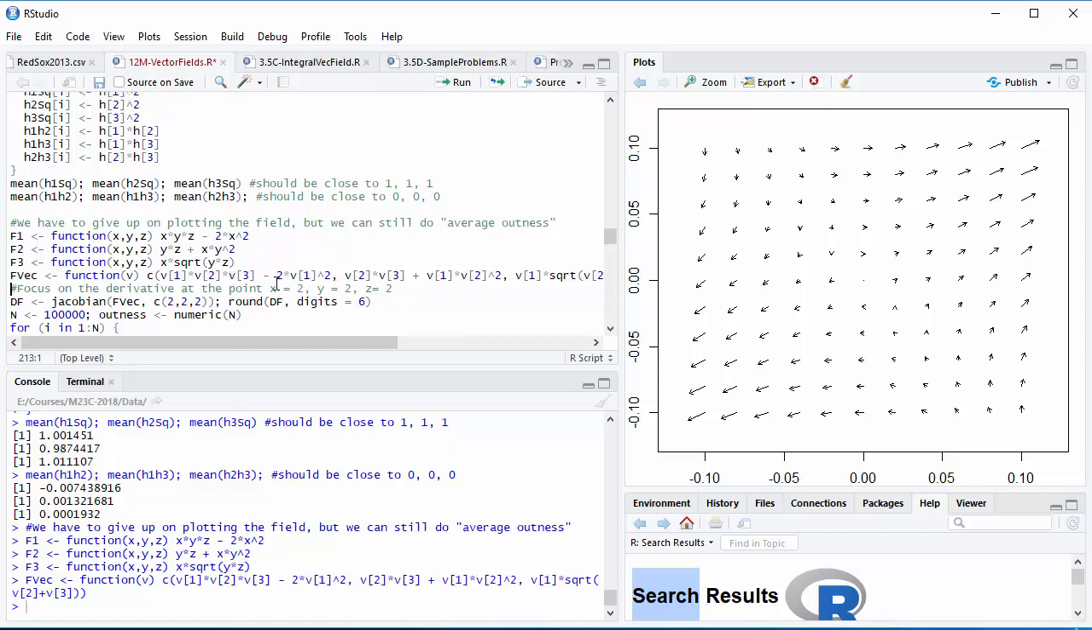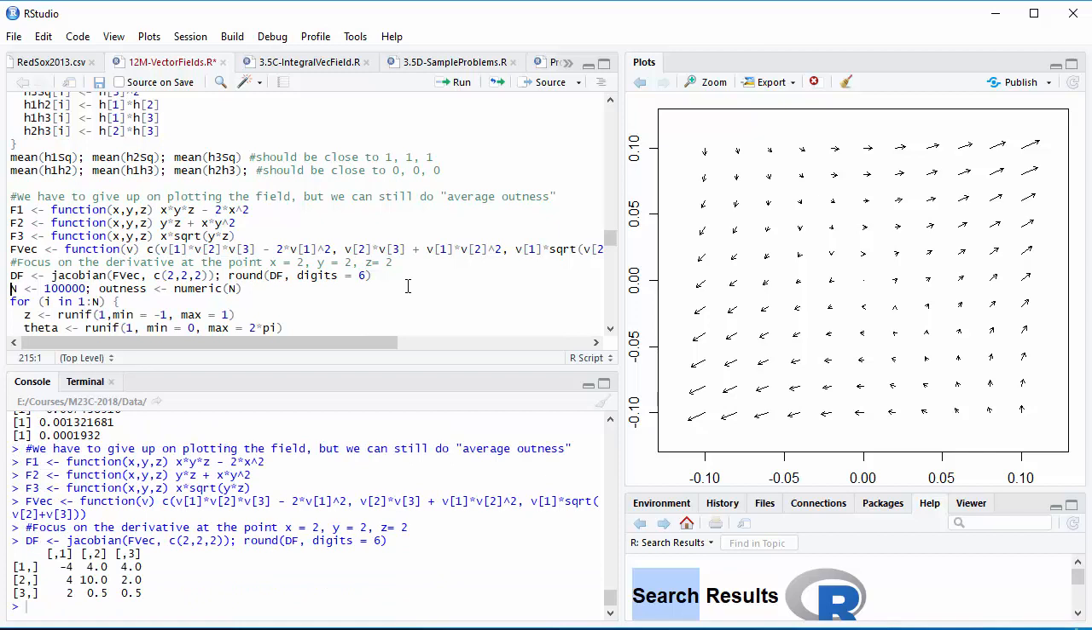And since we were using x equals 2, y equals 2 before, let's use x equals 2, y equals 2, z equals 2 as the place where we'll calculate our Jacobian. This works in any number of dimensions. Very nice. There's the Jacobian matrix. Might be useful in doing homework problems sometime.